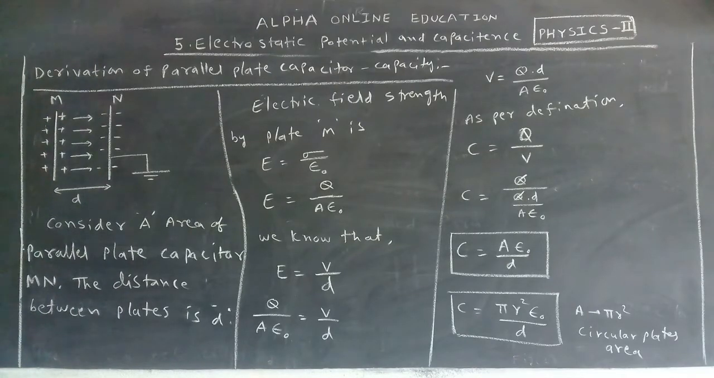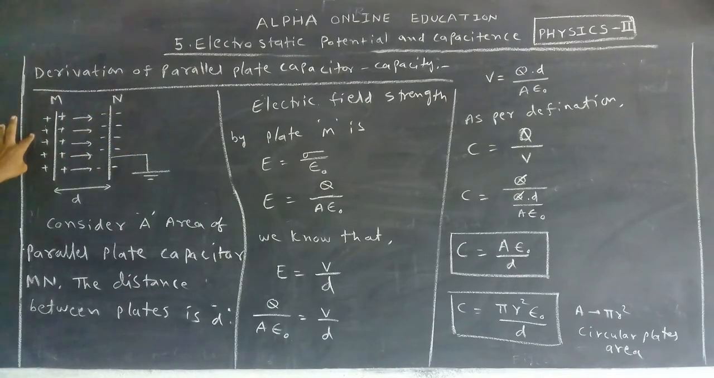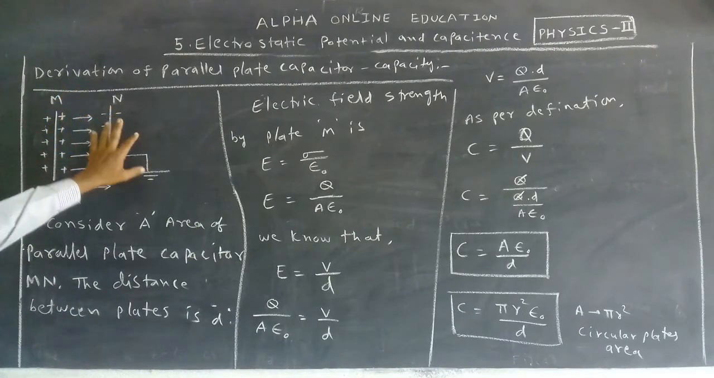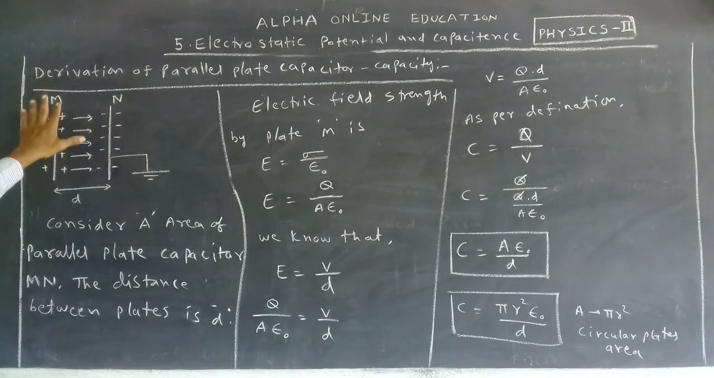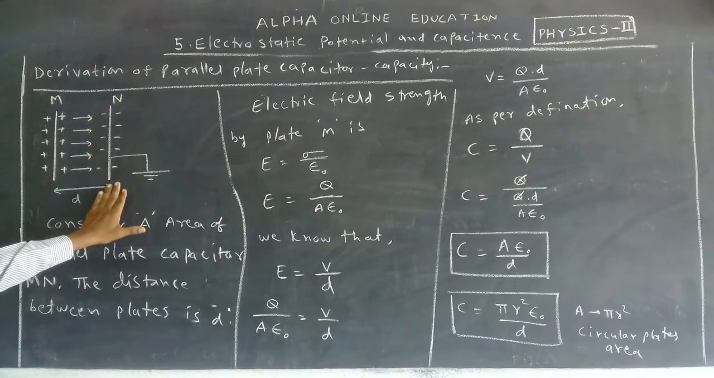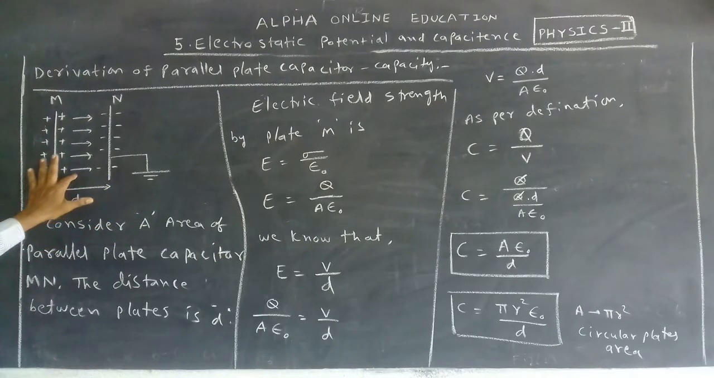Now we want to take parallel plates. One plate is M, another plate is N. In a capacitor, compulsorily this plate is a charged plate, and this is an uncharged plate, outside connected to earth. So here totally positive charges and on this side totally negative charges are deposited. Distance between the plates is D and we will get the uniform electric field.